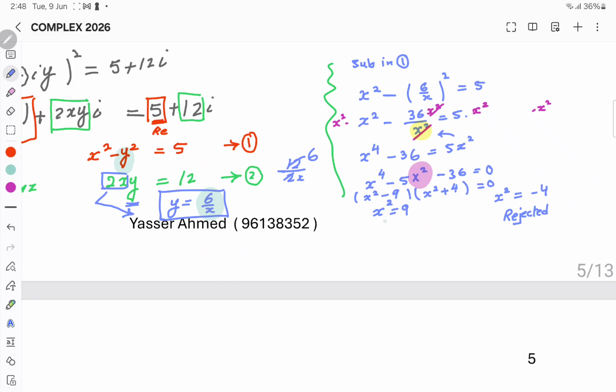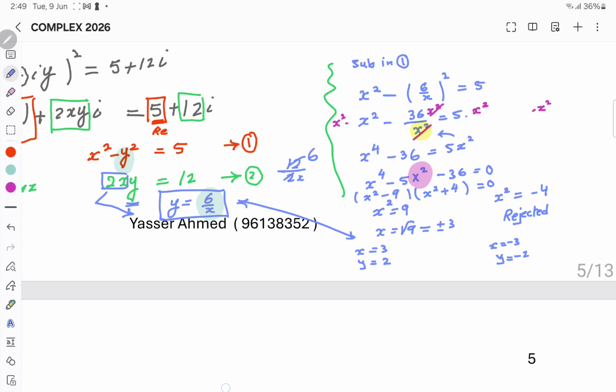So what about this? X squared equals 9, so x is equal to root of 9, which gives us two possible values, positive or negative 3. But we need to state the values of y. So we do that when x equals 3 and when x equals negative 3. We substitute in the value of y here. Y equals 6 over x, so y equals 6 over 3, which will be 2. Y equals 6 over negative 3, it will be negative 2.